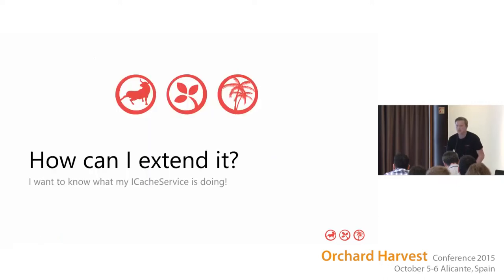Okay, so what I'm going to do now is go through and build a tab for Glimpse. We're going to instrument ICacheService, and I'm going to show you just how easy it is to extend Glimpse and how we can build on top of what's already in Orchard to get a much better idea of what's happening in our apps.